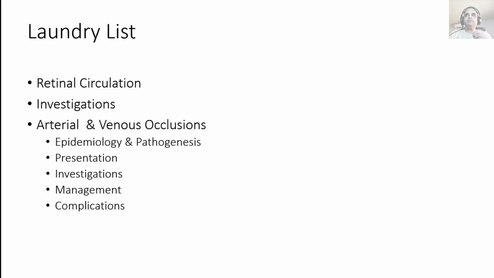And for today, our laundry list includes an overview of the retinal circulation, some investigations that we've already talked about before. We'll just quickly go over them. Then the arterial and venous occlusions. We'll talk about their etiology, their epidemiology and pathogenesis, the presentations, investigations, management, and complications.